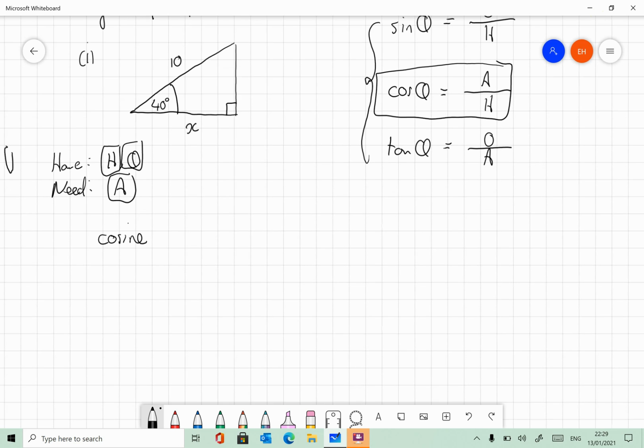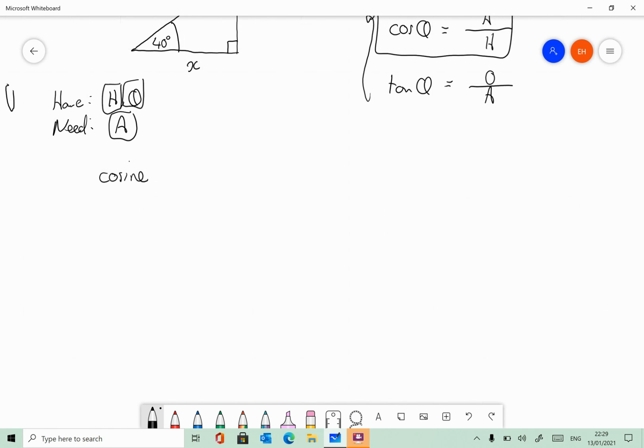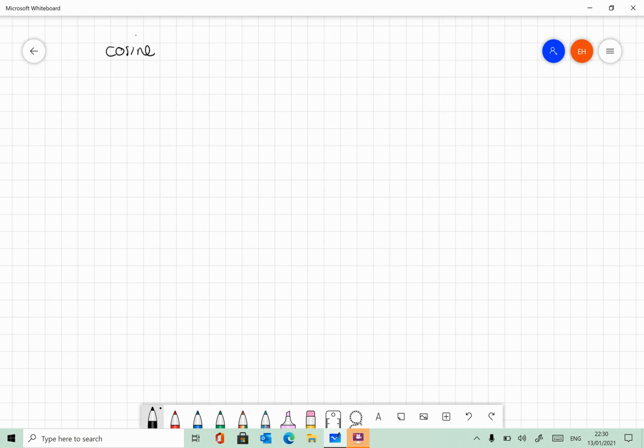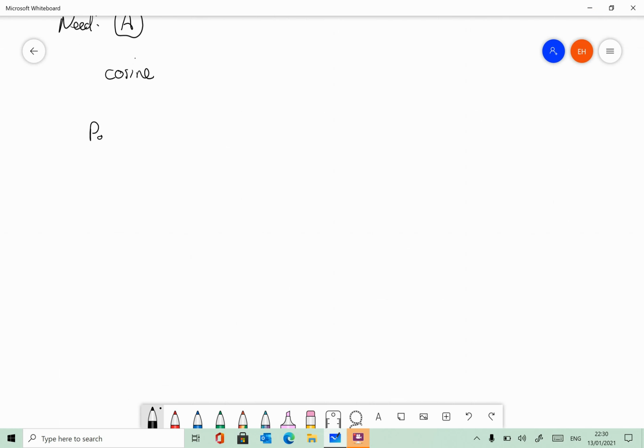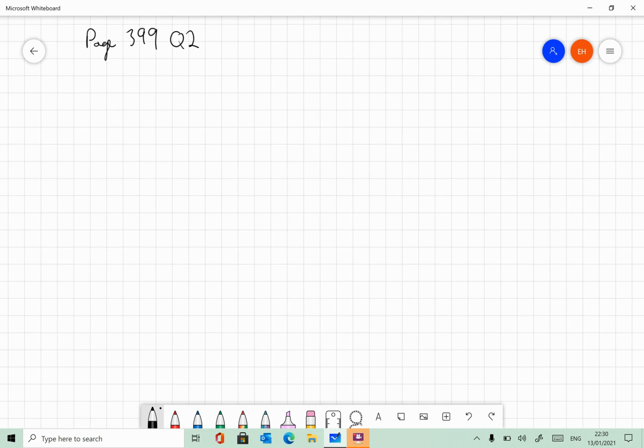Okay, let's take a look at page 399, question 2, and again we look at part 1. I might do part 3 in this as well for you guys. So we draw our triangle just so we can talk about it, and it's x, 7 and 33 degrees, and this time we're asked to work out the length of the side marked x.